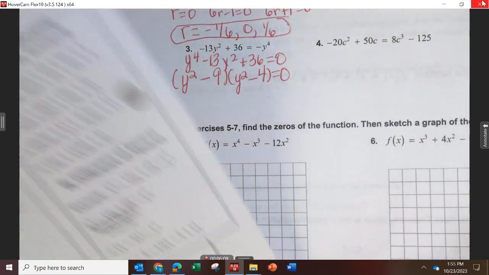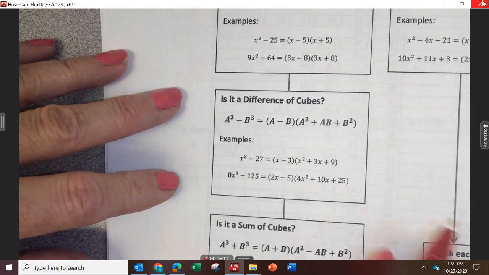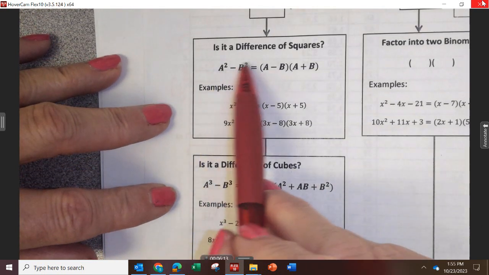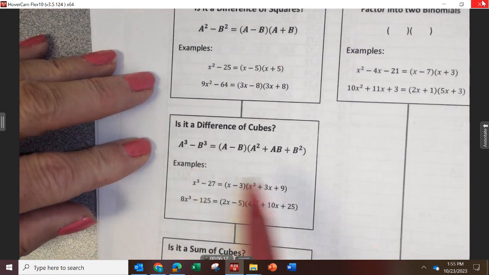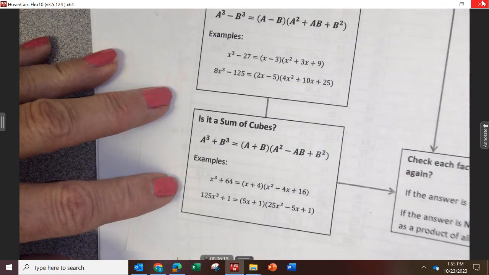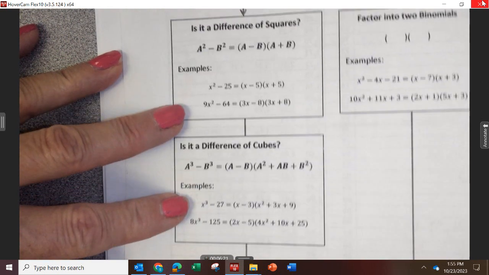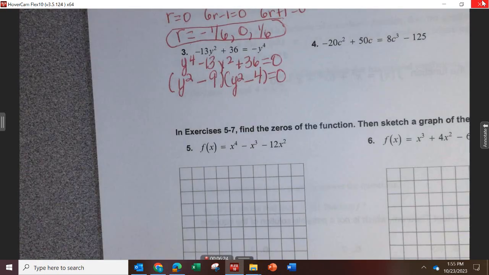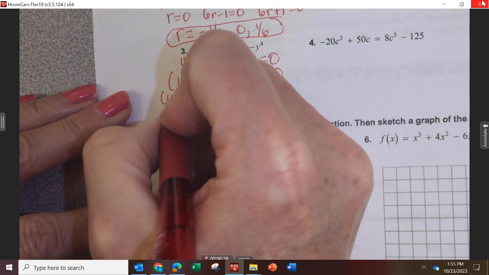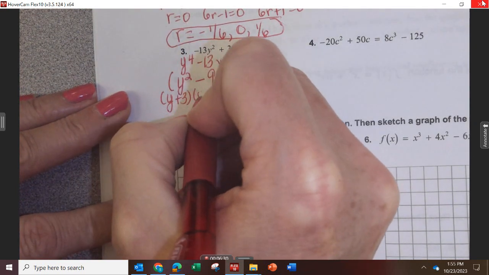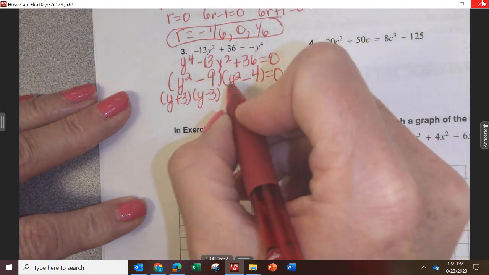So now we're down to two terms. When we have two terms, we have to be looking for: is it the difference of two squares? Or is it the difference of cubes? Or is it the sum of cubes? Well, these are both perfect squares. So if it's perfect squares, these are going to factor down into y plus 3, y minus 3, and then how's this going to go?